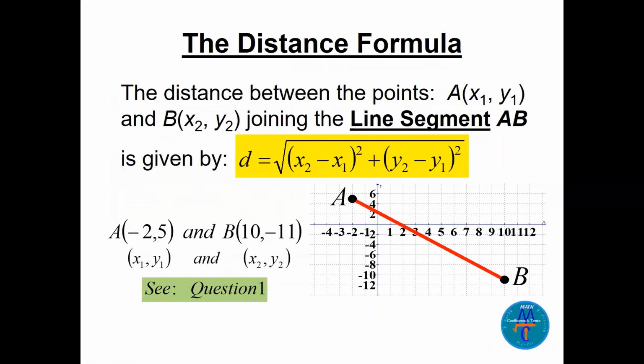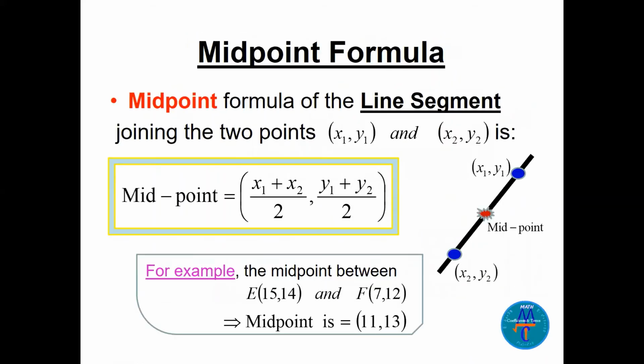And the distance formula is the whole distance of the line segment between A and B. So in the distance formula, (x2 minus x1) all squared plus (y2 minus y1) all squared, under the square root. That's the distance. So here you take (x1, y1), then (x2, y2), replace them in the formula, and you will get the distance. We will see that in question number 1.